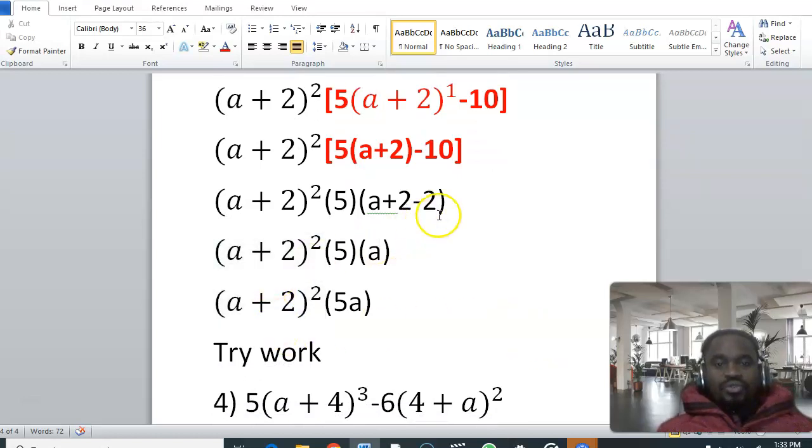We are going to have this one, a plus 2 into bracket squared. We'll have 5a, 2 minus 2 is 0, so you only have a here. So this is going to give us 5a.